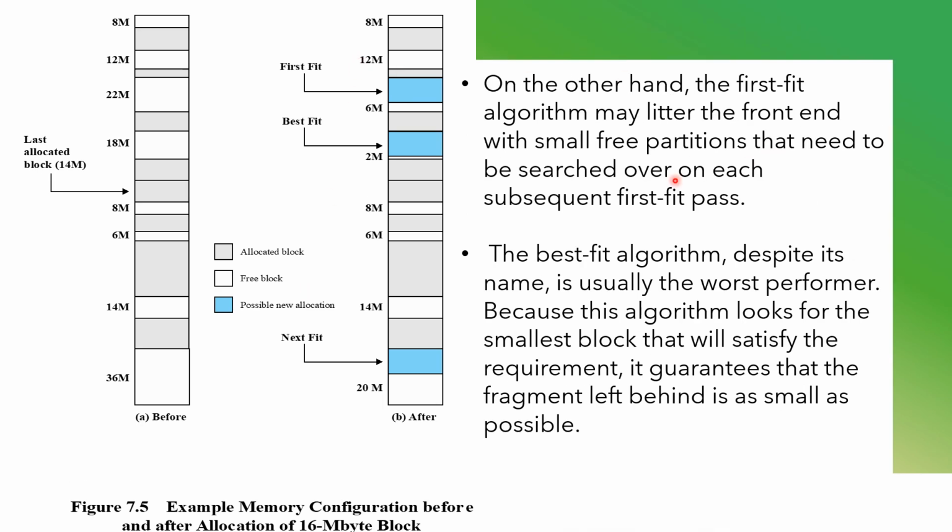On the other hand, the first fit algorithm may litter the front end with small free partitions that need to be searched over on each subsequent first fit pass. The best fit algorithm, despite its name, is usually the worst performer because this algorithm looks for the smallest block that will satisfy the requirement. It guarantees that the fragment left behind is as small as possible.